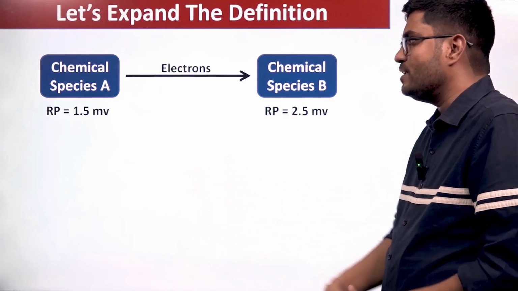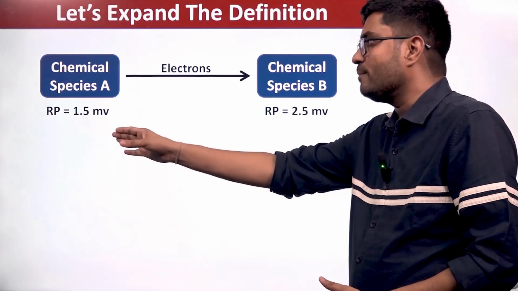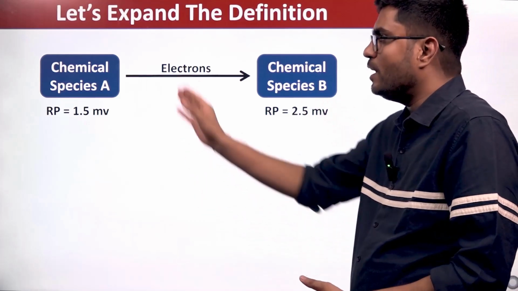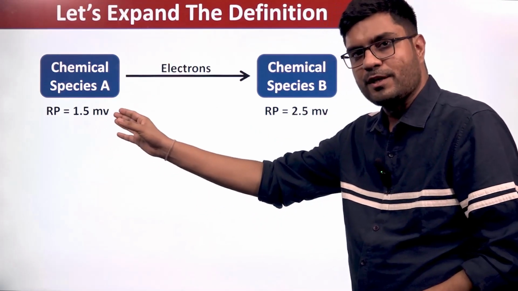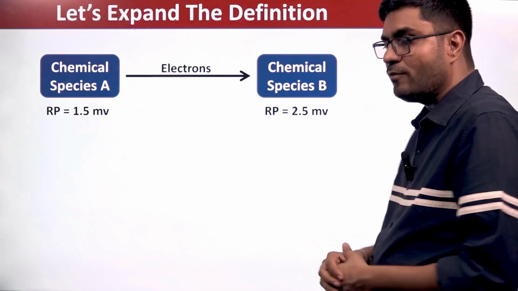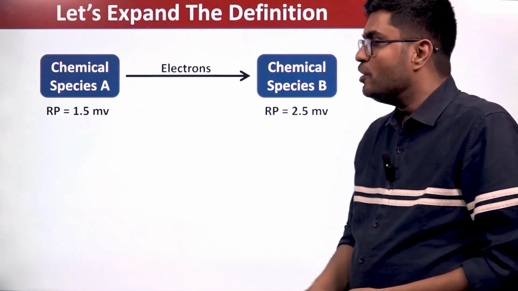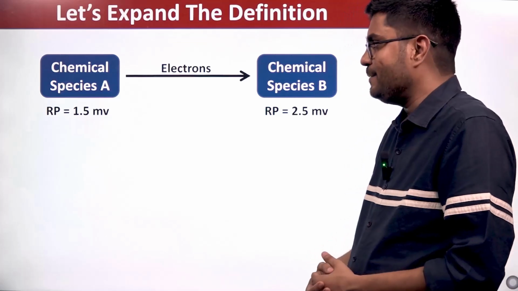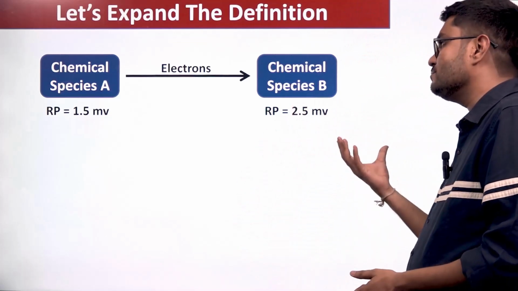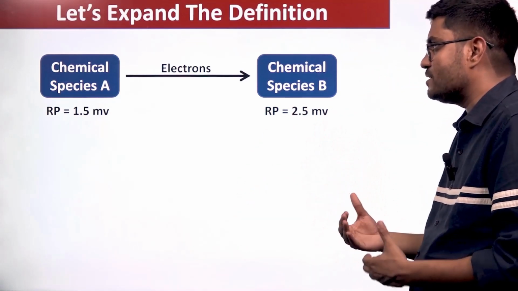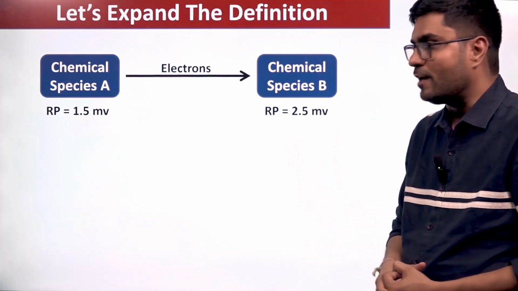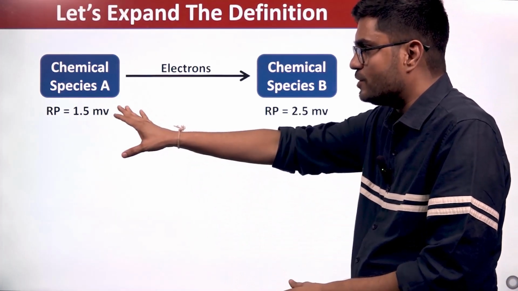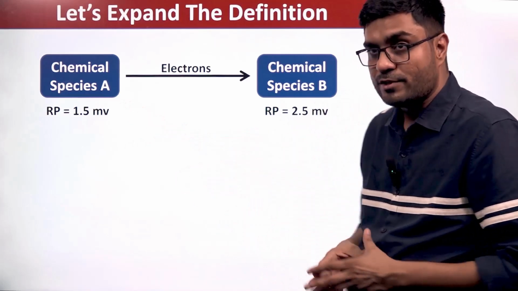So electrons will be transferred from chemical species A to chemical species B, from a lower value of reduction potential to a higher value of reduction potential, from a species which is less keen in keeping the electrons to a chemical species which is more keen in keeping the electrons. So electrons will be transferred from low reduction potential to high reduction potential.